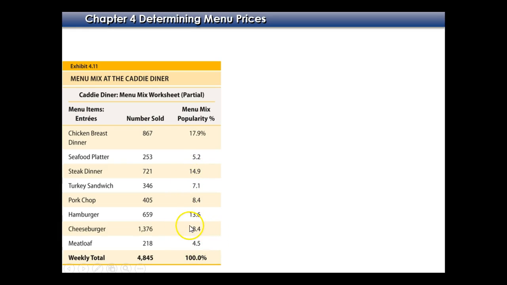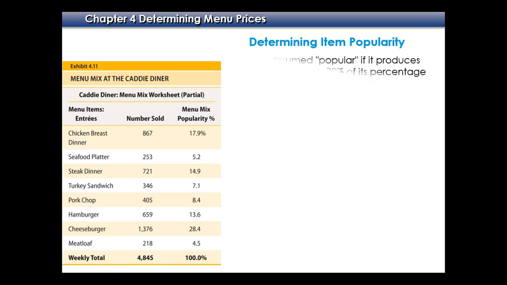Wow, that cheeseburger, that's really popular. The chicken breast, but at what point is this unpopular? Is that pork chop popular or is that not popular? So that's what we're going to use the next formula for. Determining that menu popularity. An item is assumed to be popular if it produces sales that are at least 70% of the share in the menu mix.